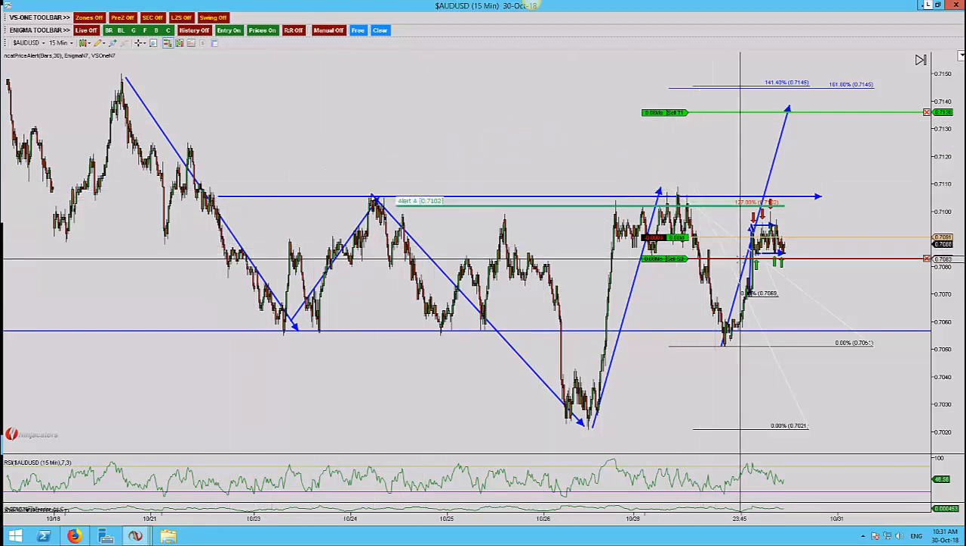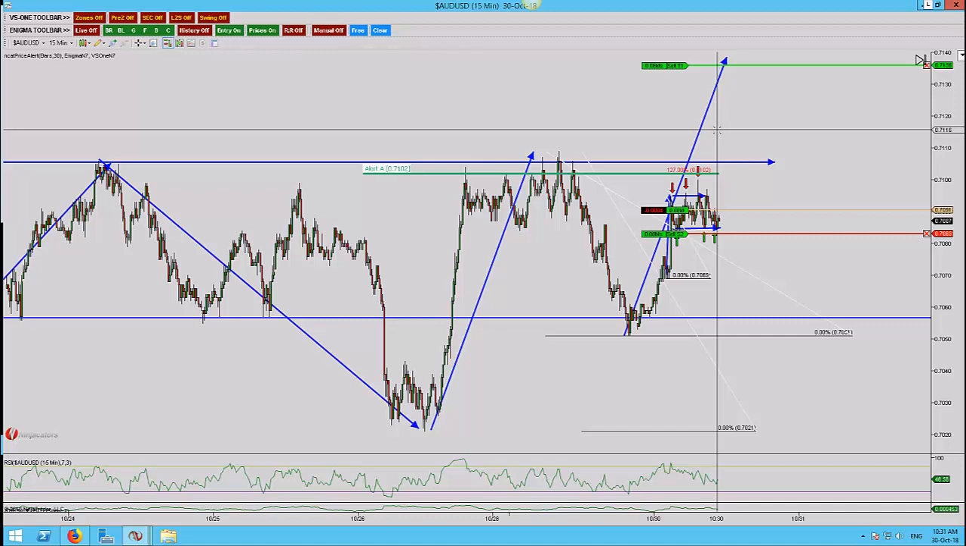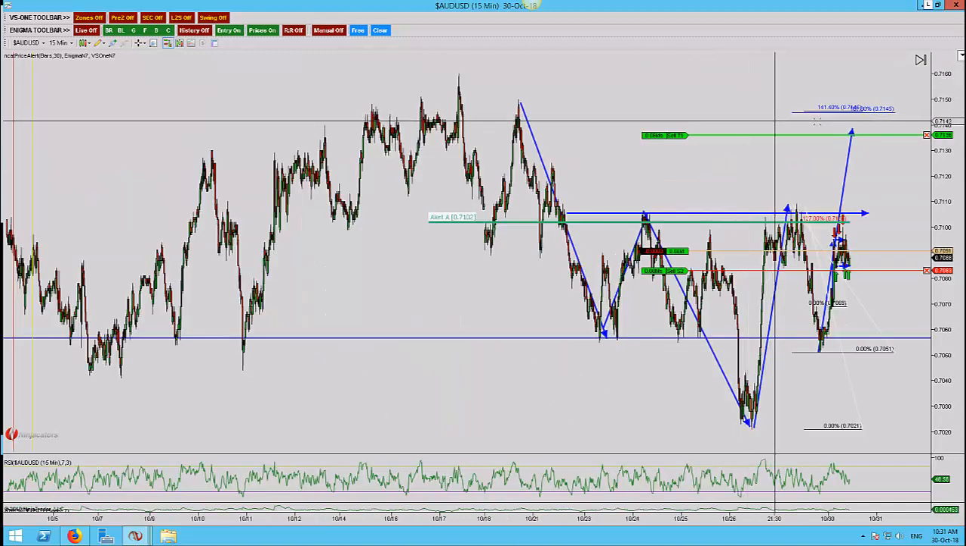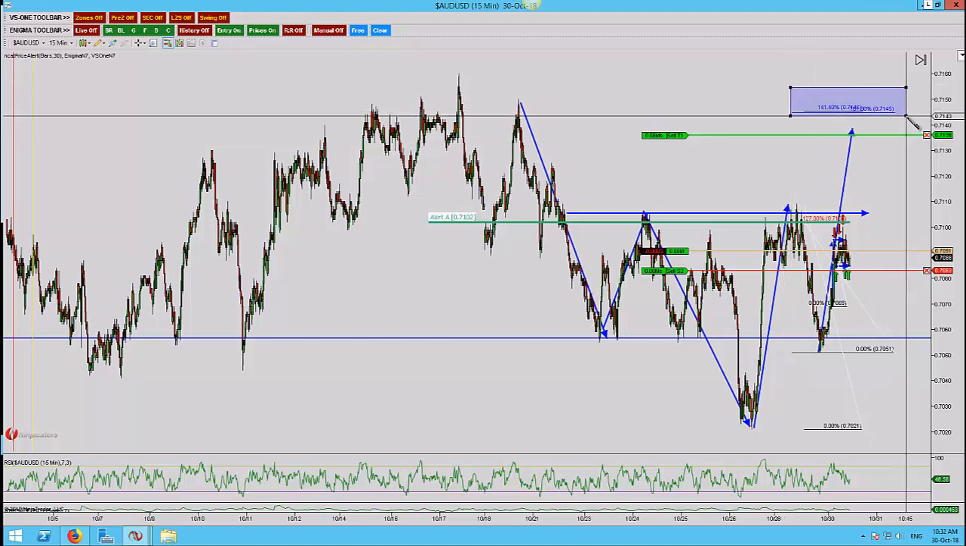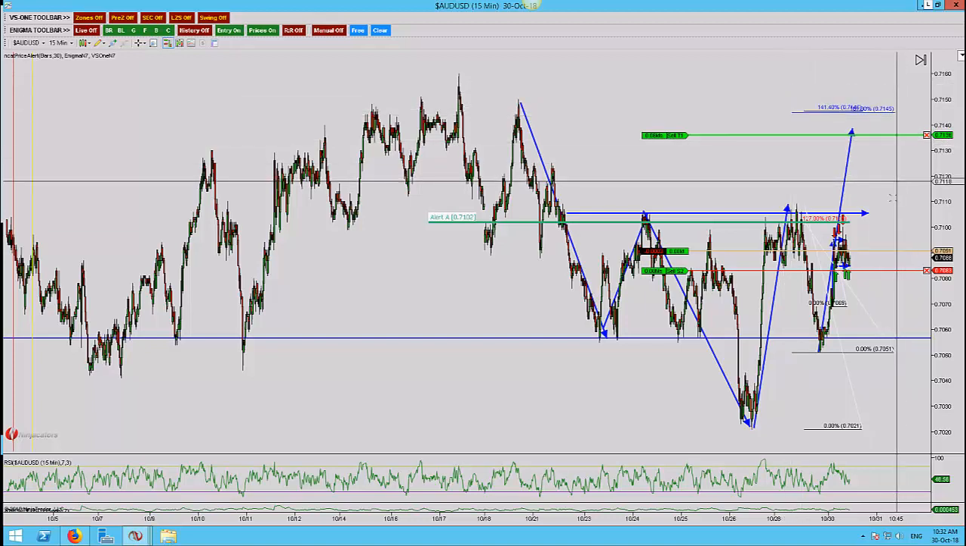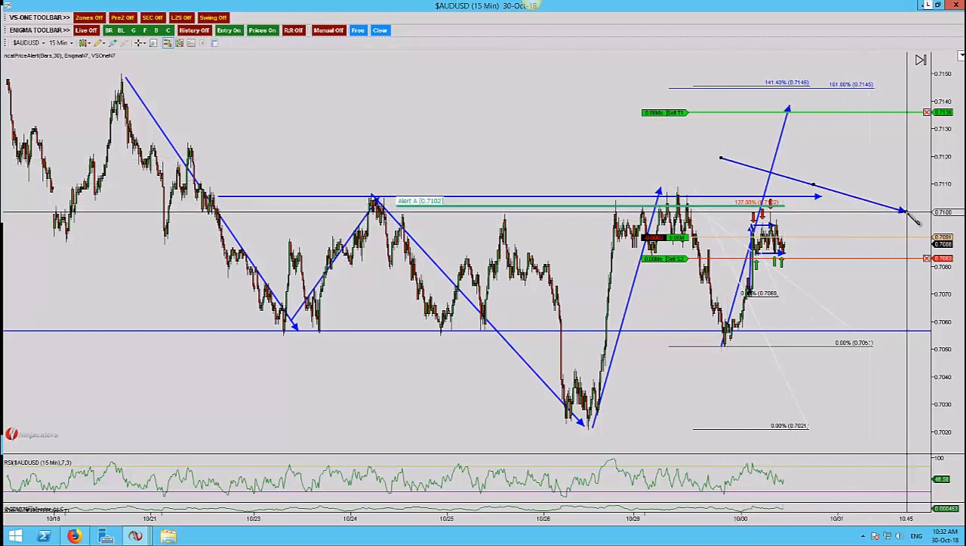So what I'm looking at doing here is using the pattern to break out and hopefully put in an initial structure high and carry on up to complete this AB equals CD pattern, which is up here, just a little bit higher than that as well. We do have quite a lot of fib confluence. So we've got to break through this major level of structure and also the 7100 flat.